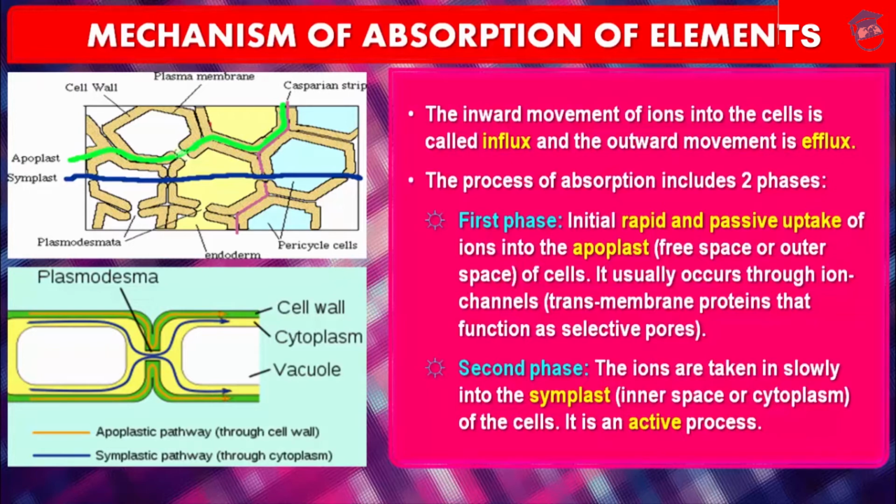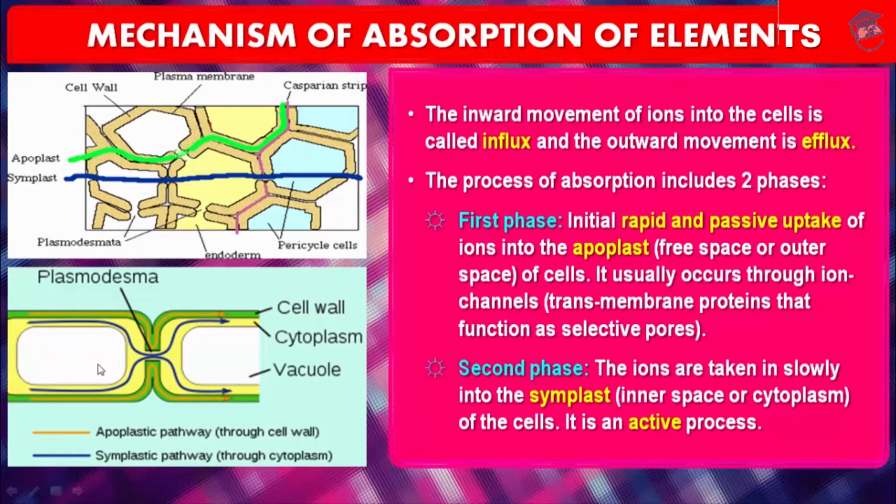Now see the zoom view of these two pathways, that is, apoplastic and symplastic. Students, please note that the apoplastic pathway goes through the cell wall. As you can see, this is the cell wall of the plant. So this green line or green pathway is going through the cell wall, and the symplastic pathway goes through the cytoplasm. See, this is the cytoplasm of a plant cell, this yellow portion. So the symplast goes through the cytoplasm and the apoplast goes through the cell wall, students. So this is a zoom view.